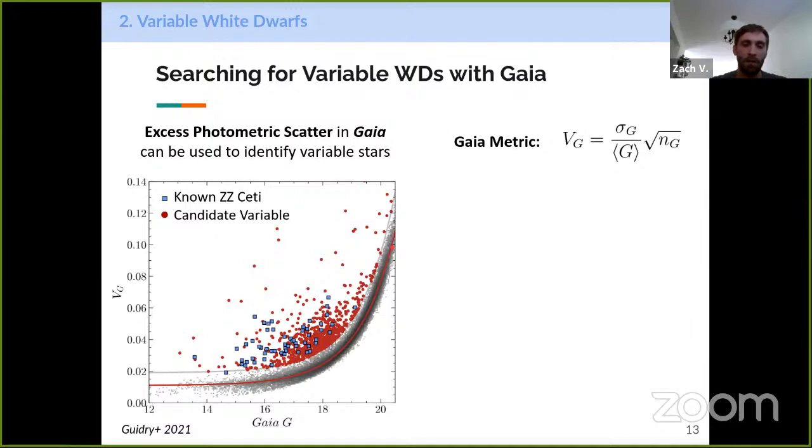Because what we are interested in is finding stars that have more excess than they should compared to stars of similar magnitude. So after we define something like a significance threshold, this gray line up here, we identify all these red points as candidates for stellar variability of some kind. And overplotted on that are a bunch of blue squares, which are known pulsating white dwarfs. It says ZZ Ceti here, but it's actually, I think, a mixture of ZZ Cetis or DAVs and also DBVs.